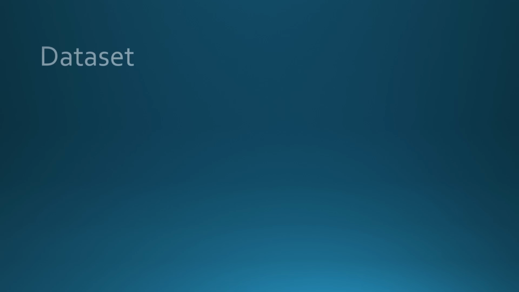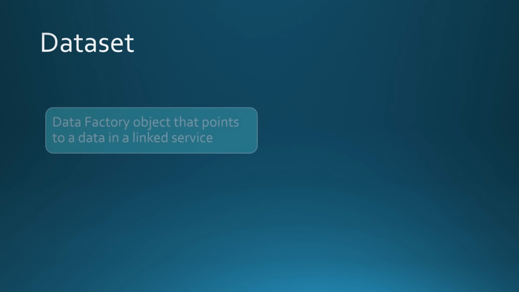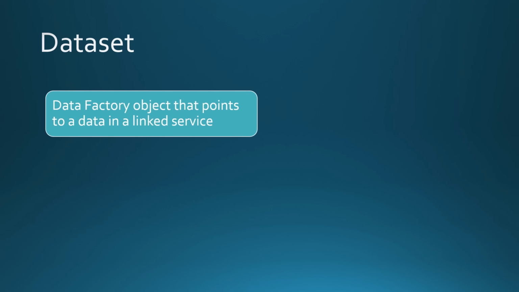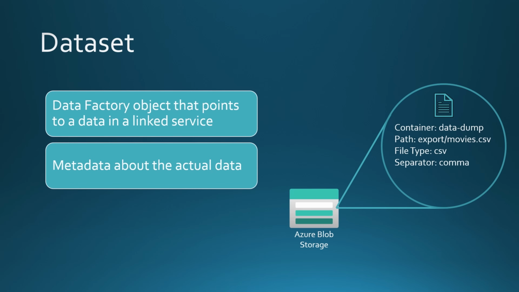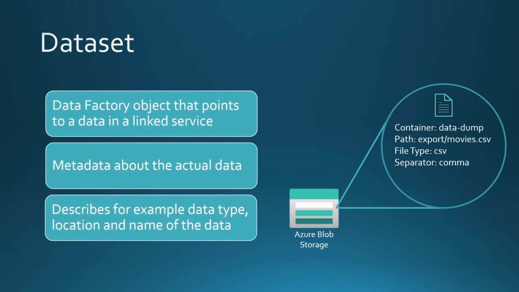Next, let's cover Dataset in a bit more detail. Basically, you can think of it as an object in Data Factory that will point to some data in the linked service. For example, we could use a dataset to describe a CSV file in Blob Storage. This dataset would contain information on that file. For example, what is the container in the Blob Storage where that file can be found, and what is the exact path to that file, and what is the file type, and what is the separator. So when Data Factory goes and picks that file up, it has the instructions to read it.